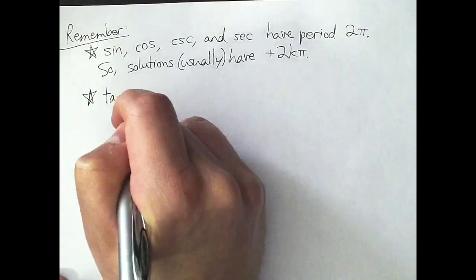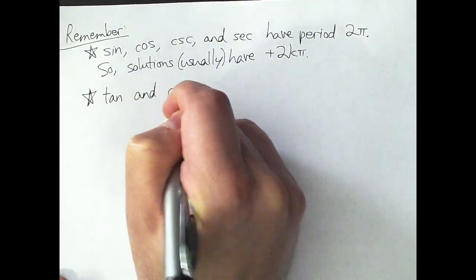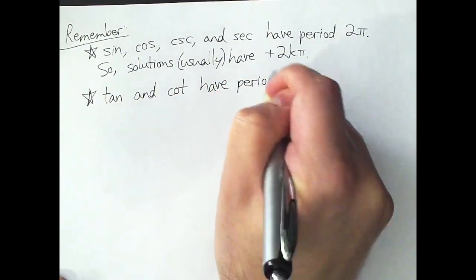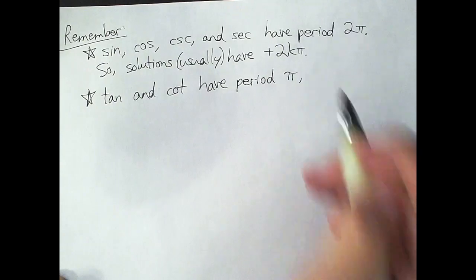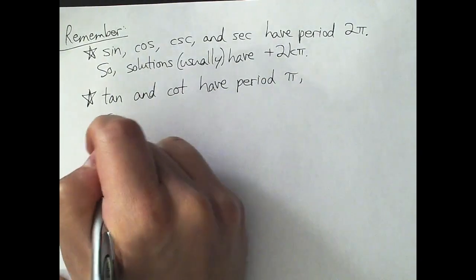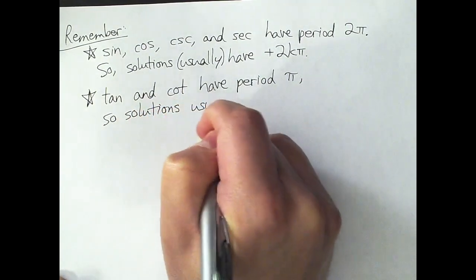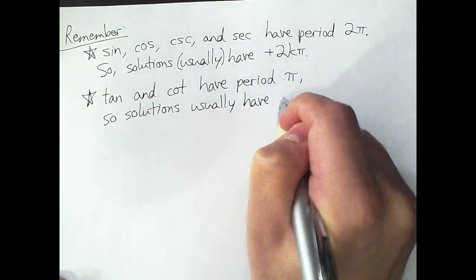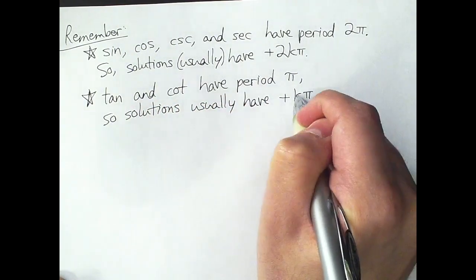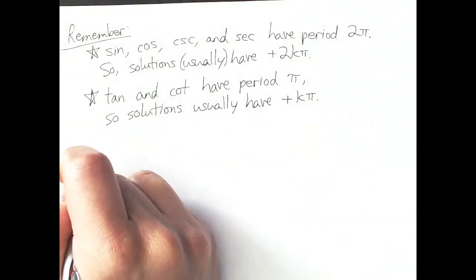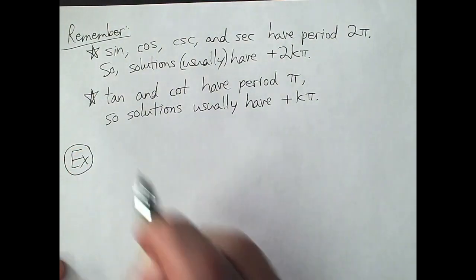What if we had a problem with tangent or cotangent? Well, they have period pi. So if you have a problem with those, solutions usually have plus k pi, without the 2. I'll show you one of these, and then I'll have something else for you to do after this.